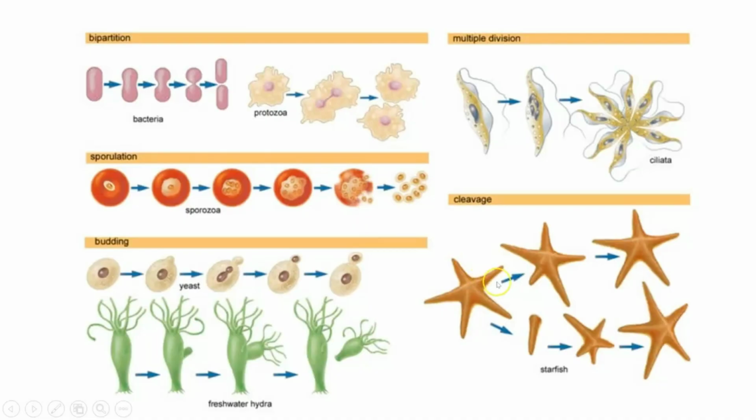So if you cut a small piece from the starfish, it develops into an individual one. That is known as the process of cleavage. But what happens there? Mitosis takes place. It helps in cell growth. I hope you understood about this mitosis.